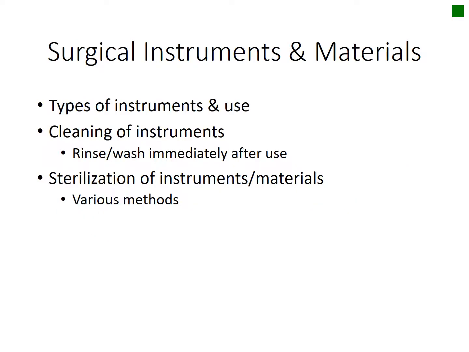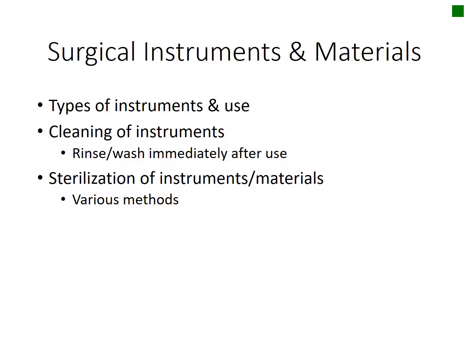There's a good list in the Lab Animal Technician book, chapter 12, of the types of instruments and their uses. So you'd want to be familiar with those. And then cleaning of instruments. So what we do with cleaning of these instruments is we immediately after use wash or rinse them to remove any blood, debris, or microorganisms. And that prevents them from drying or adhering to the instruments. And then we're also checking the instrument function at the same time.